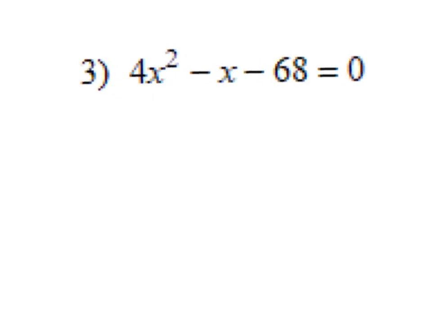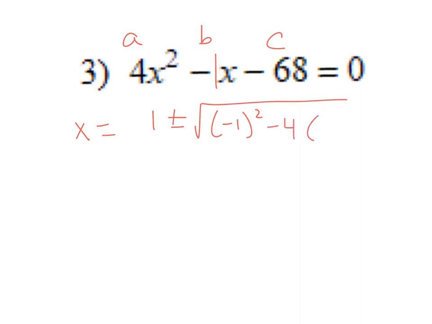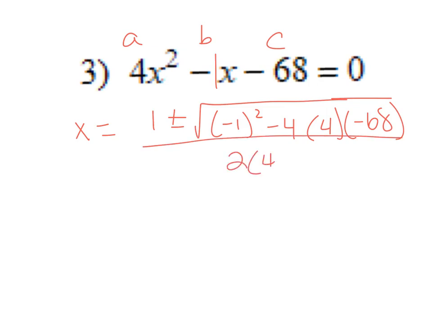A, B, and C are already set up for us. A is 4. Now the negative 1, remember it's a negative 1, that's your B, and then negative 68 is your C value. So we've got x equals 1 plus or minus the square root of B squared, so negative 1 squared, minus 4 times A times C, all over 2A.